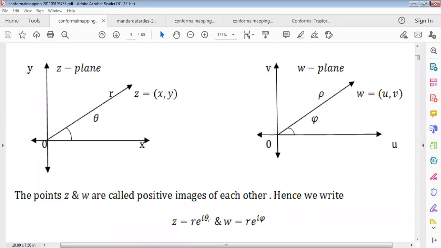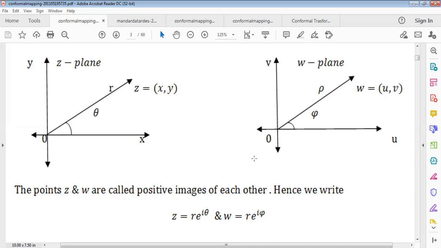cos theta plus i sin theta equals what? e to the power i theta. x equals r cos theta, y equals r sin theta in polar form. So the complex number z equals r into e to the power i theta, and in the w plane, w equals rho into e to the power i phi, where the angle is phi.